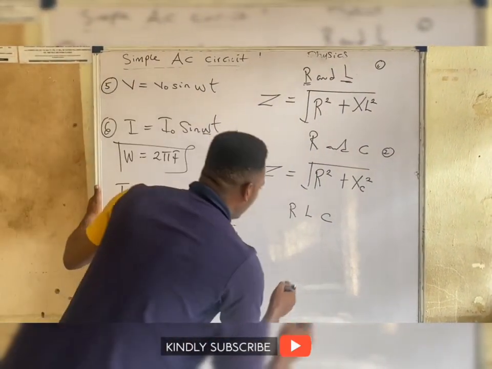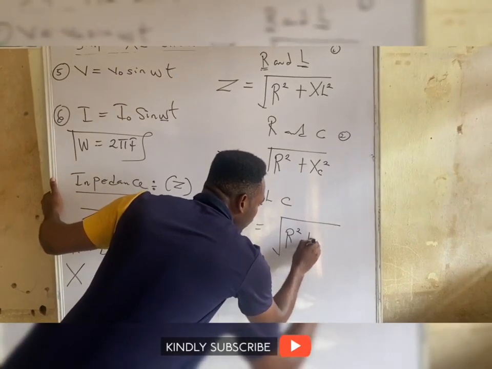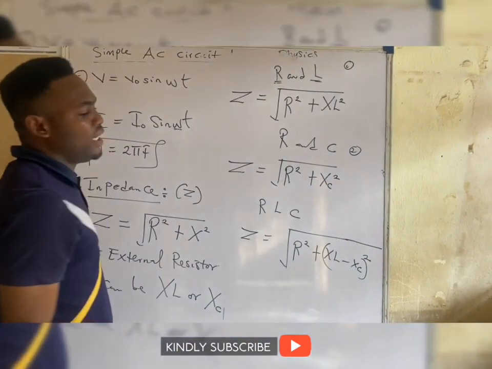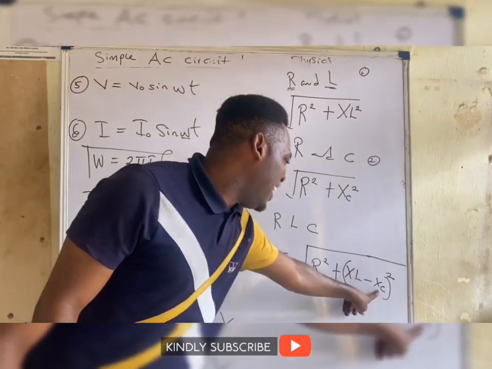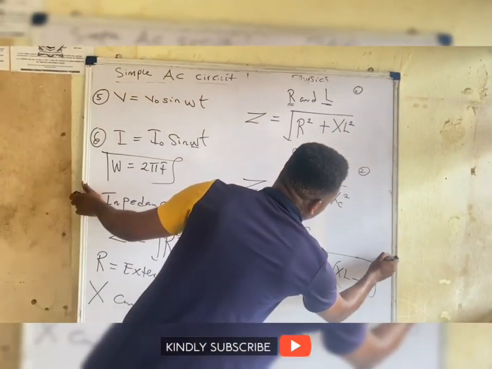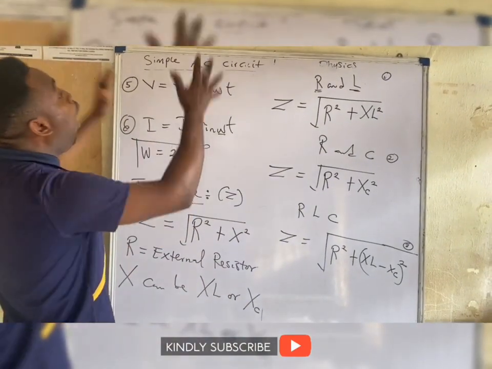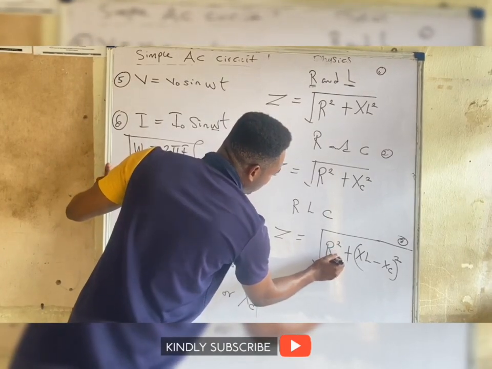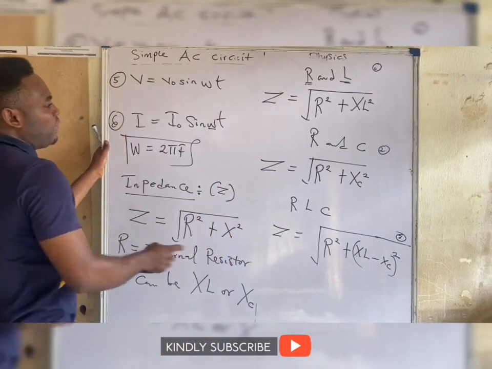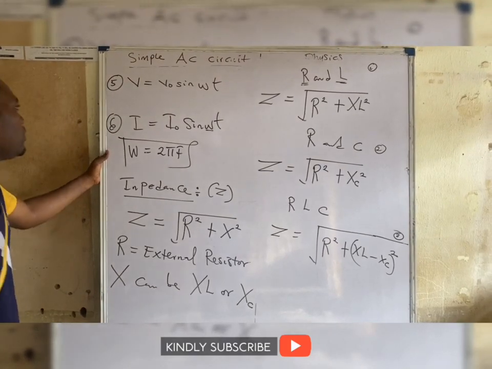Now, when it contains the three, we use this. Z will be equal to the square root of R squared plus XL minus XC all squared. Look at that. XL is always longer than XC. That's why we subtract the XC from the XL. So look at this third case here. When we have the three, look at the formula very well. Impedance, which is the total, the whole resistance, becomes the square root of R squared plus XL minus XC all squared. Moving beyond this, please, you can pause the video and copy out all these formulas, because in our next video, we'll start making use of all these formulas. All right.